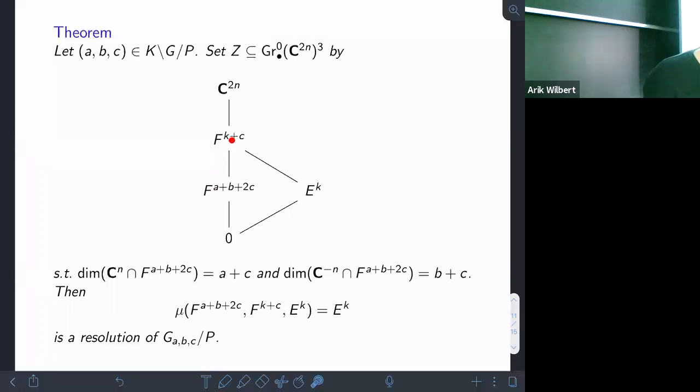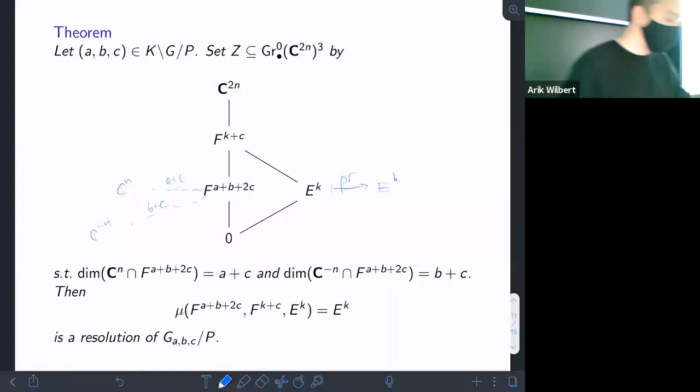And I also want to force the dimension. So sometimes I write this as like that. This intersects C^n in dimension A plus C, and it intersects C^n minus in dimension B plus C. Okay, so if you start with that as the space and project to E_k, like this is just projection, then it's a resolution of the K-orbit closure.